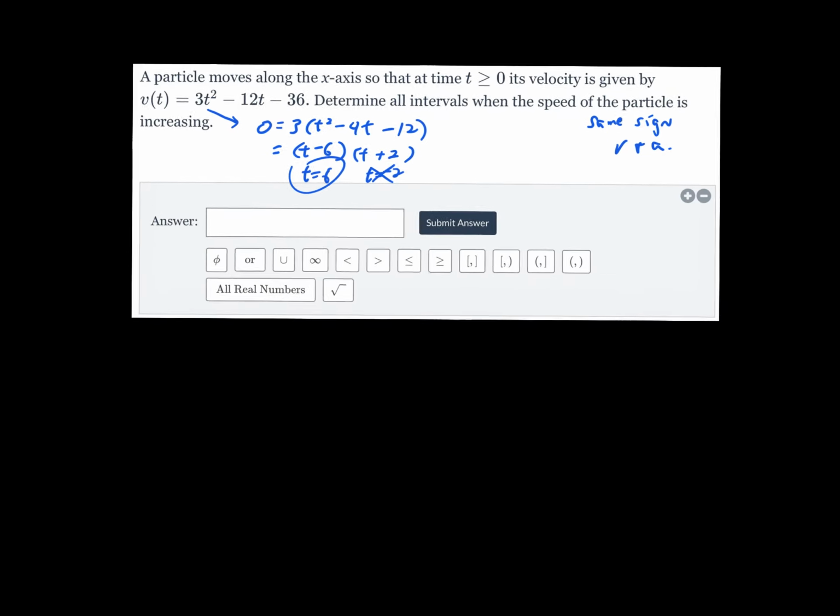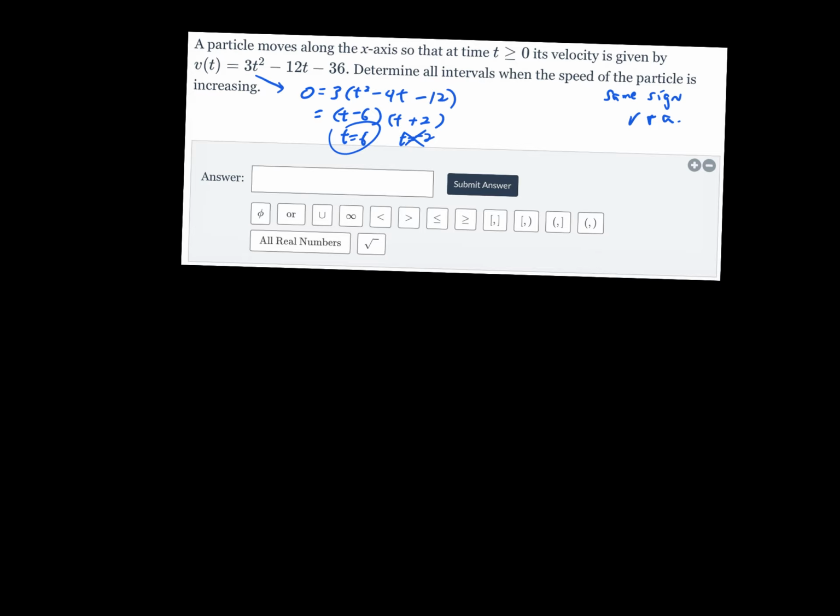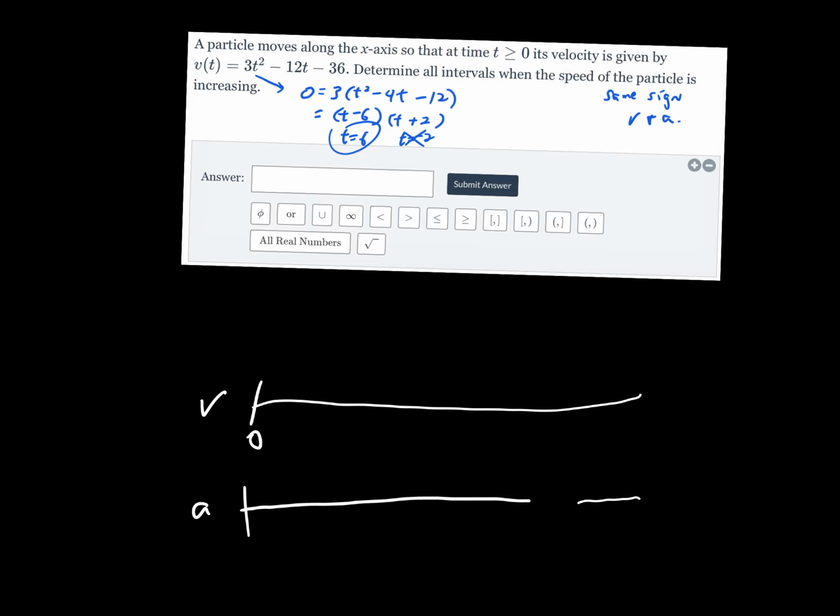I'm going to do our number lines in the black region over here, so let me do it in white here. Let's start with the velocity function starting at 0, and then down here we'll do the acceleration. All right, velocity, we have a point right here at 6. Let's just say 6 is right there.